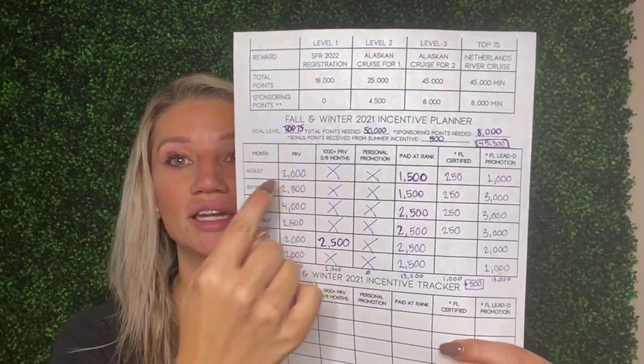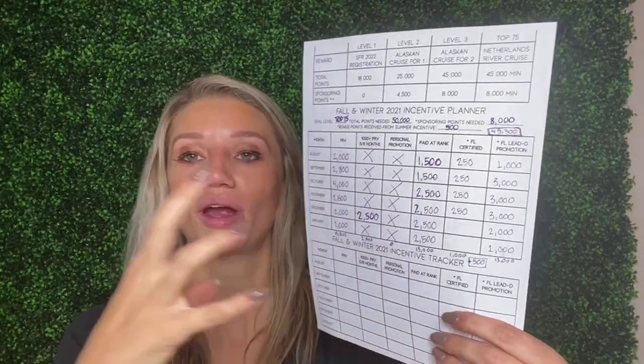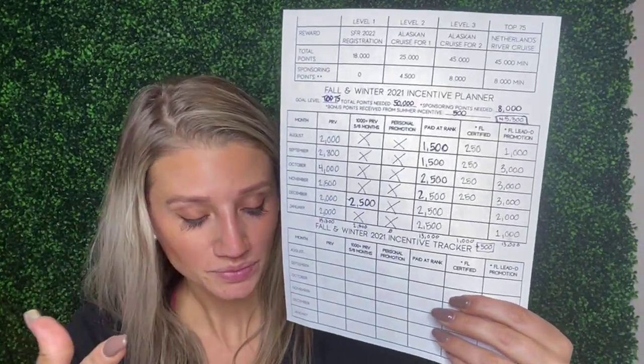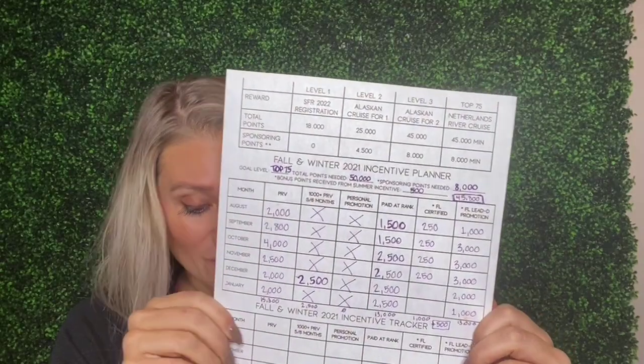I could get more PRV in a month. I could get some more people to promote, different things like that. So I figure out where I can adjust my numbers, where I could get more people to promote, where I could get more PRV, and figure it out that way so that I get to that goal number of points that I want to get to. I know it sounds like a lot, but this is how I track points for the incentive.